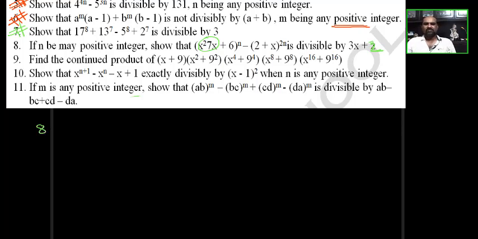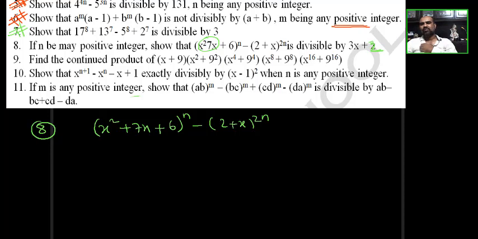8th problem, x square plus 7x plus 6 to the power n, minus 2 plus x to the power 2n. We want to prove that this is divisible by 3x plus 2.